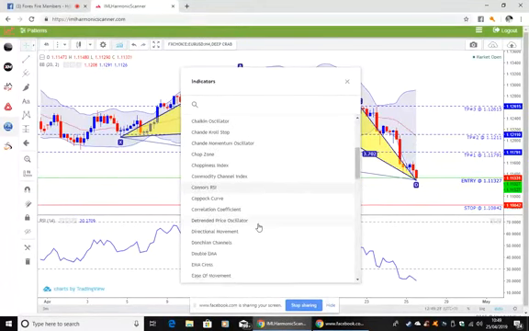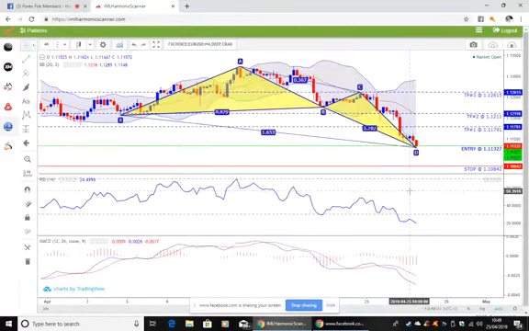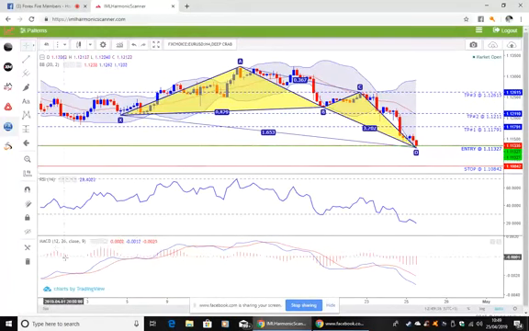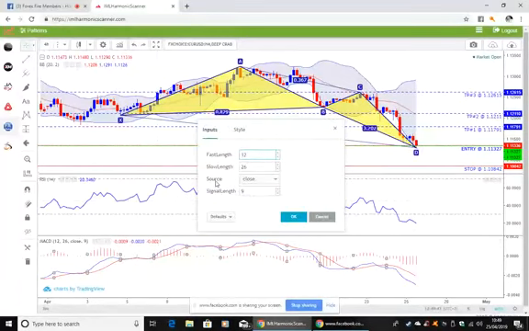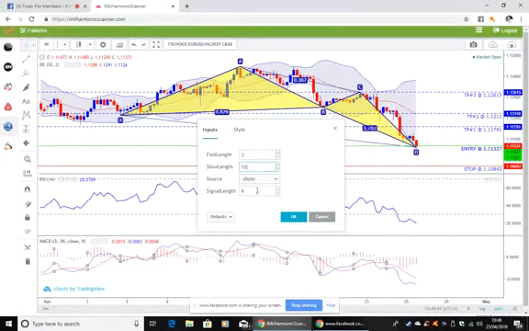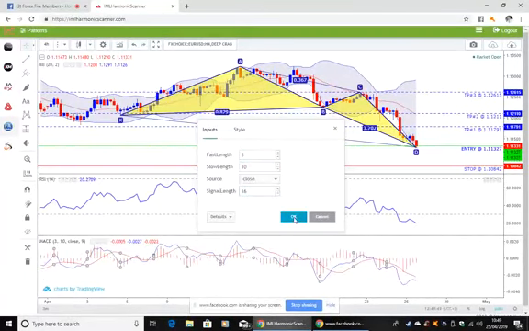Another one we could use is what we call a MACD. The MACD stands for Moving Average Convergence Divergence. So the moving averages are the lines, convergence, divergence, the mountains sort of thing. So we're just going to change this to 3, 10, 16.